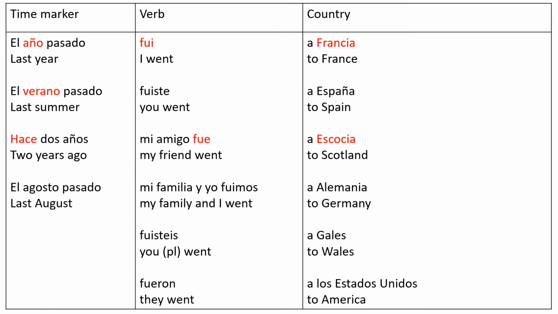Again, this one here, I've highlighted it because of that CIA sound, which is exactly the same as in the word Francia. So let's go over that one now. Repeat after me. Escocia. Well done. And again, Escocia. Excellent. That was really well done. Excellent pronunciation practice.